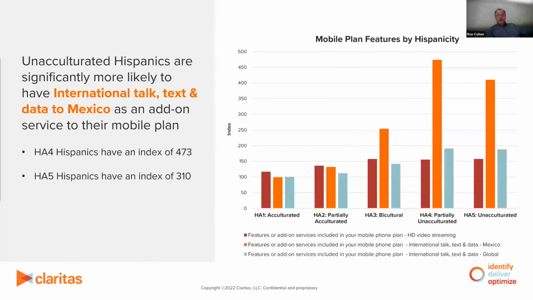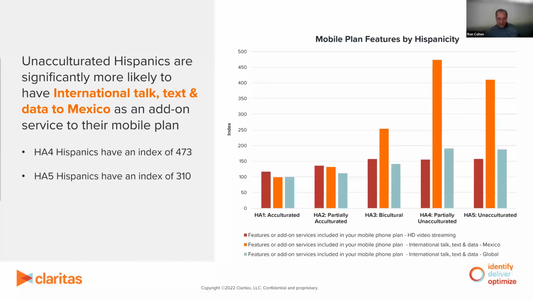Now, we break it down and look at it by acculturation. Anytime we do this, you're going to see the most acculturated over here and the least acculturated on the right over here, just like it was when we showed you the Hispanicity slide. Red is HD video streaming, orange is international calling to Mexico, and light blue is just general international calling.